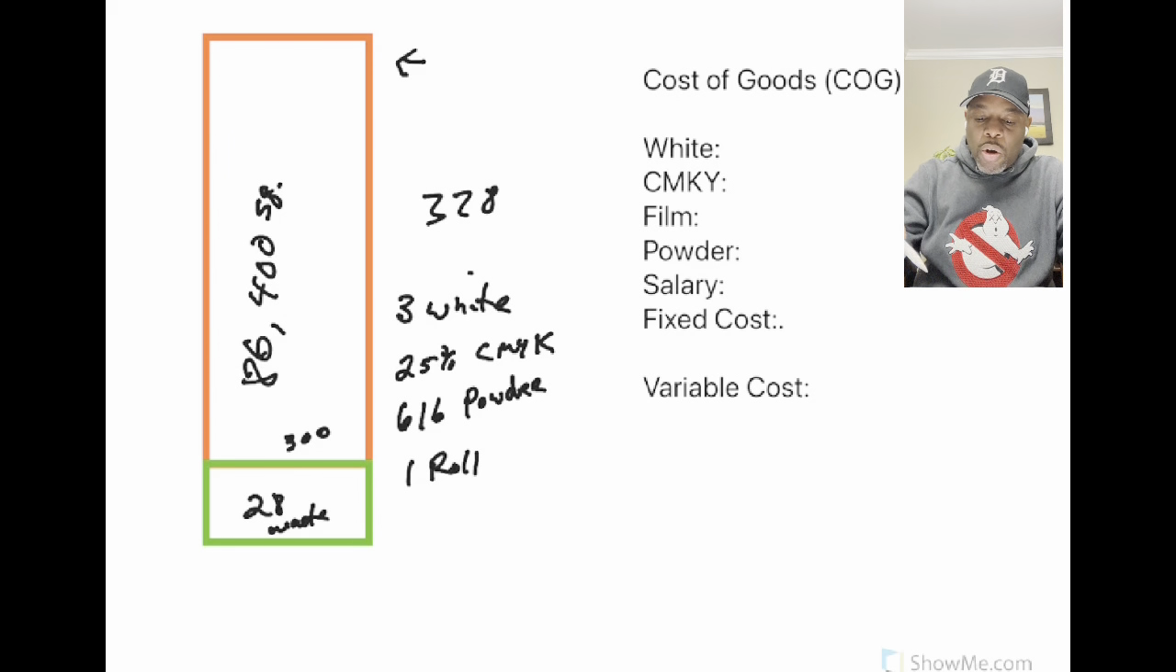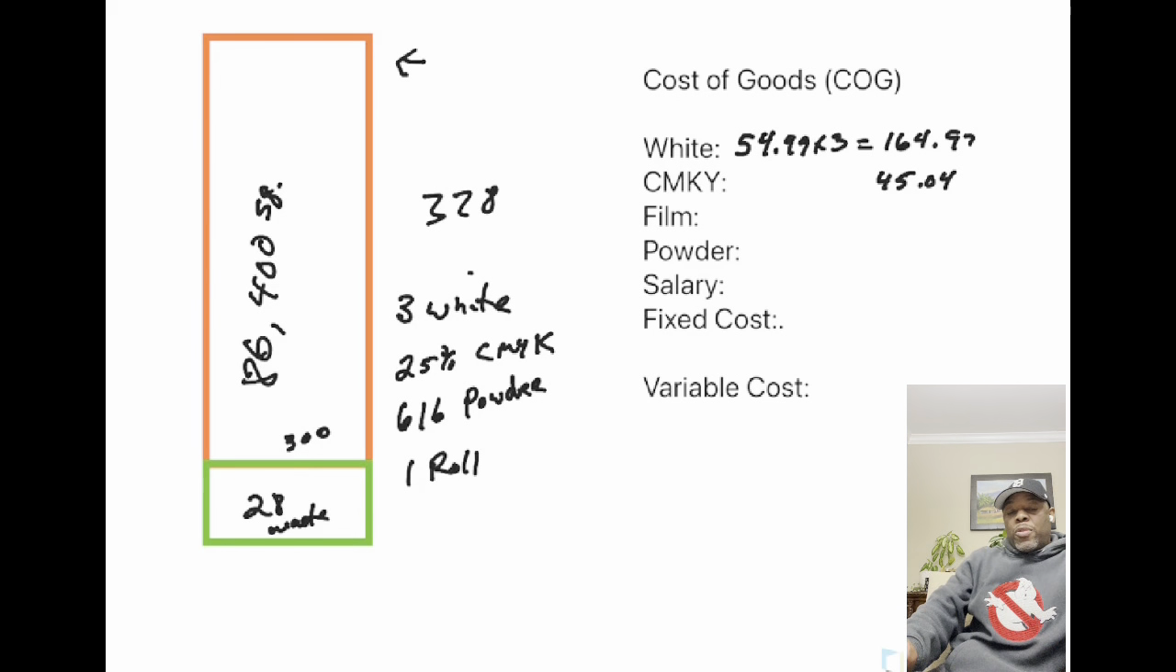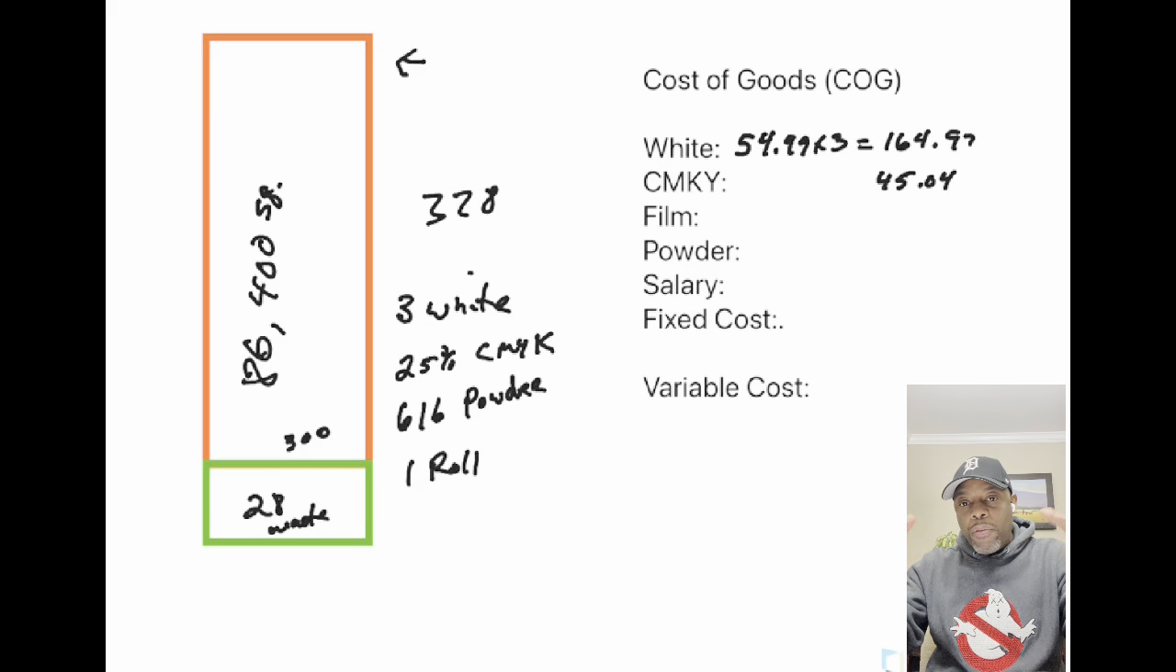So with that white, let's say you're paying $54.99 for a bottle of white, $54.99 times 3 bottles, and that's going to equal right at $164.97. CMYK, let's say that we're going to just use $45.04 worth of the CMYK ink. So you'll go through about 3 rolls of film before you go through all of your CMYK.